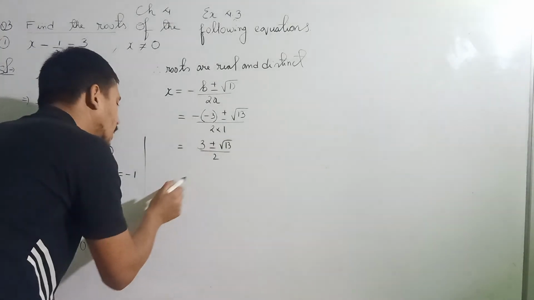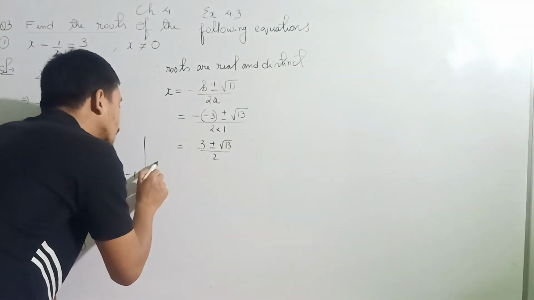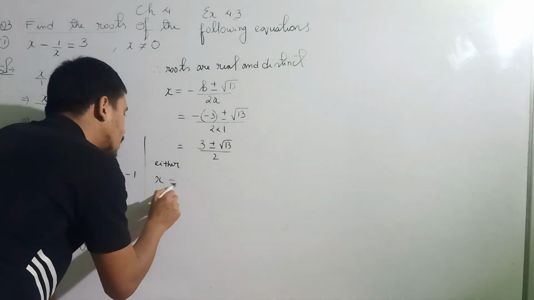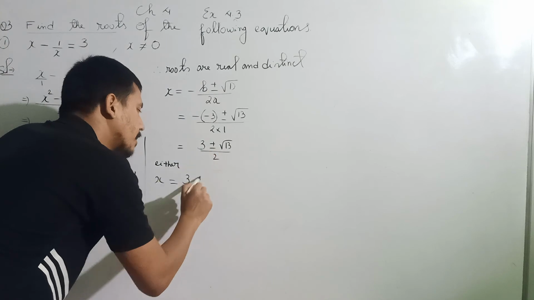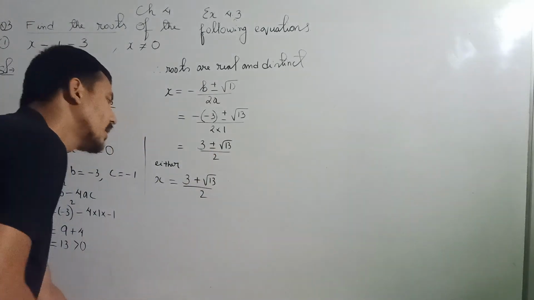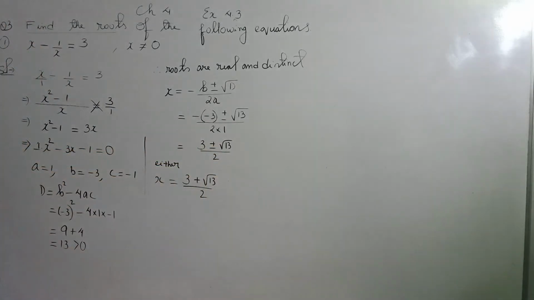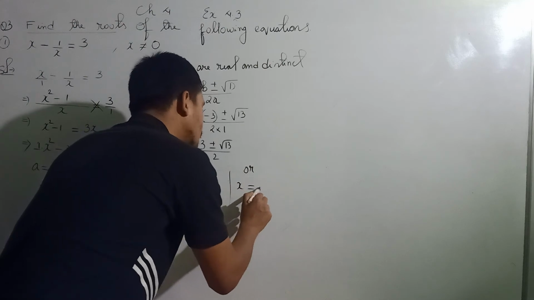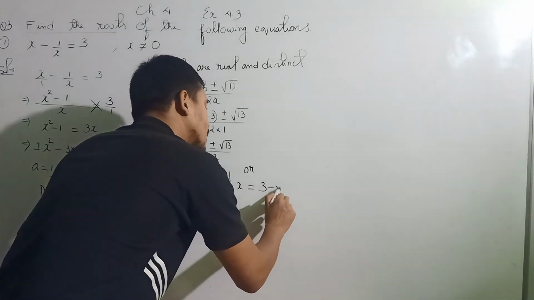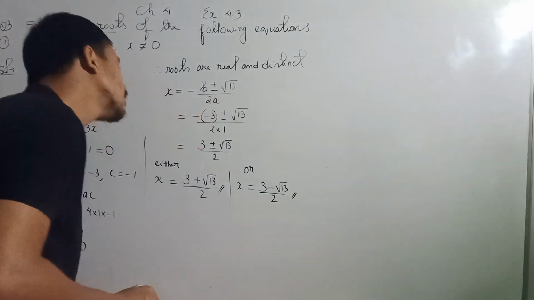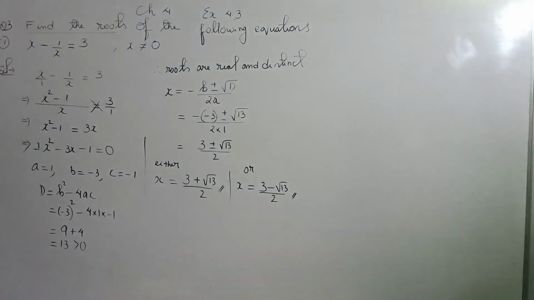So we find out the roots by separating the terms. Your first root will be 3 plus square root of 13 upon 2. That is the first root, as we cannot add 3 and square root of 13. And your second root will be given by x equals 3 minus square root of 13 upon 2. So these are the two roots of your given equation. Alright?